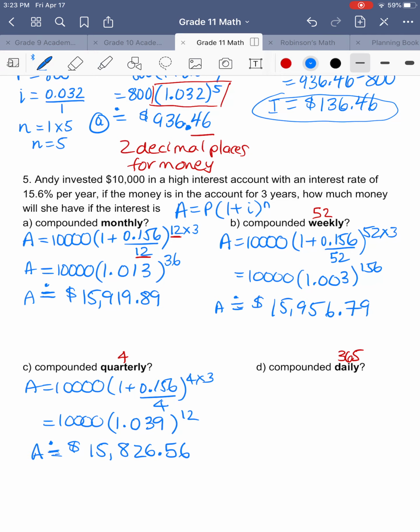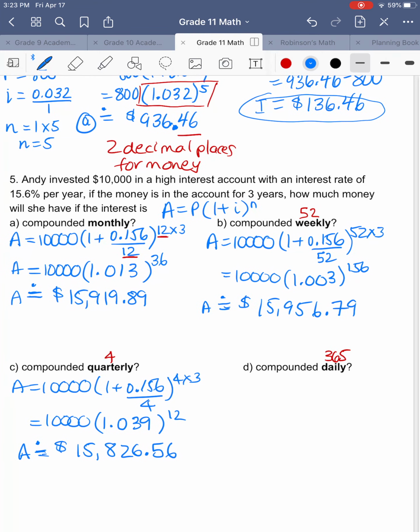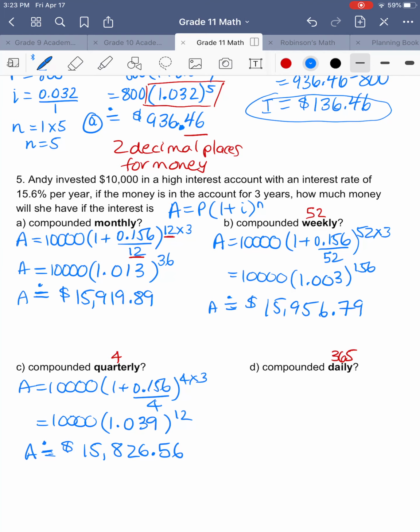And we look at the final amount for compounding quarterly. We have $15,826.56. So we can see that we have a downward trend here on the final amount. So let's do compounding daily. Actually, sorry, I shouldn't say we have a downward trend. It depends on what order you look at them. We're going to talk about that in just a second.